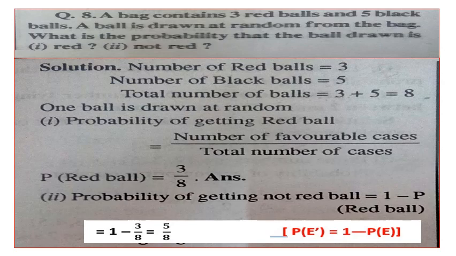Question number 8. A bag contains 3 red balls and 5 black balls. A ball is drawn at random from the bag. What is the probability that the ball drawn is: Question number 1, red ball. Question number 2, not a red ball.